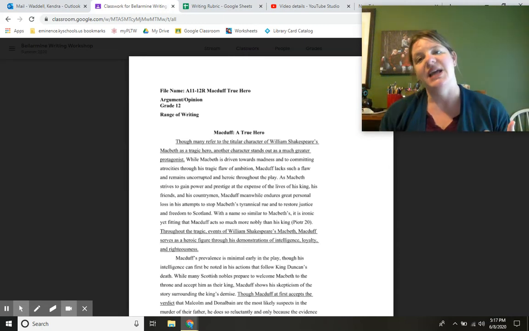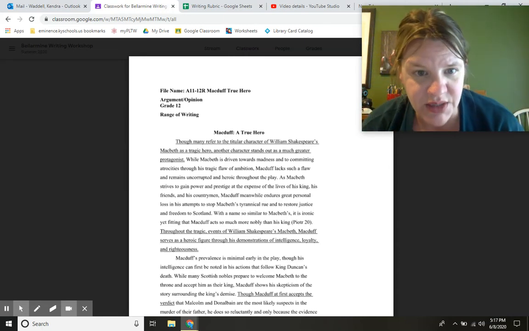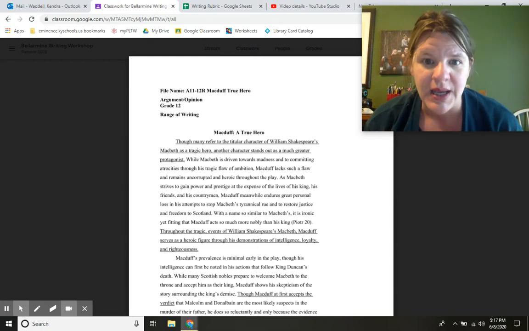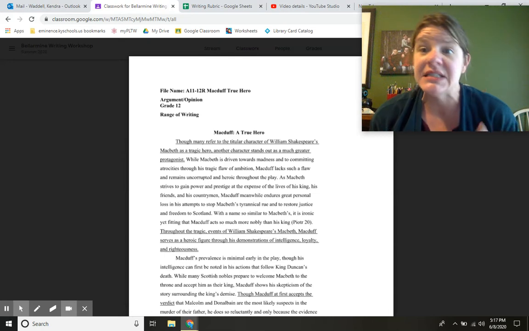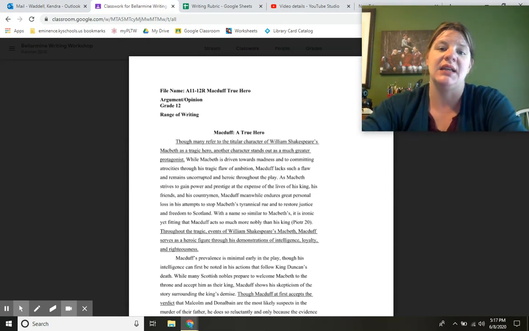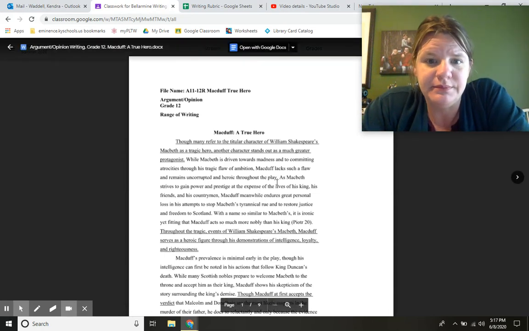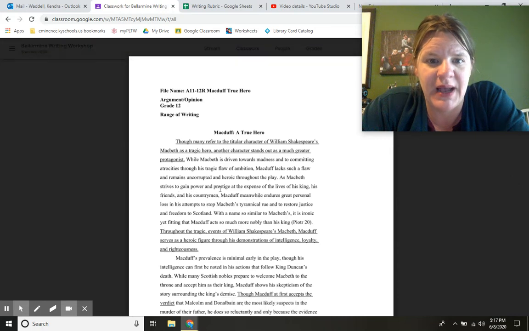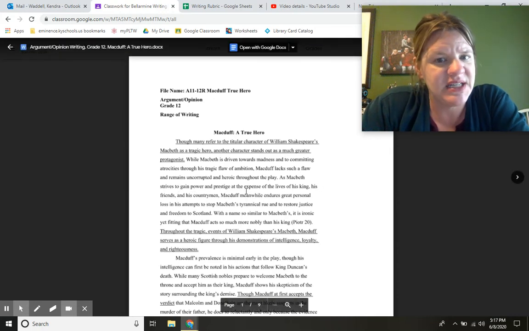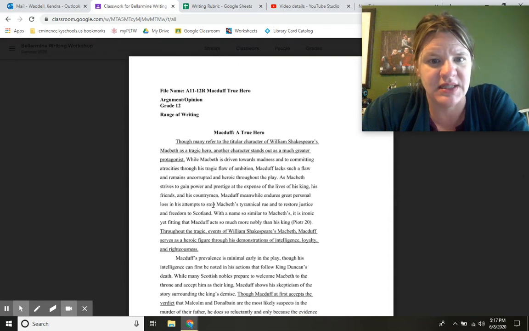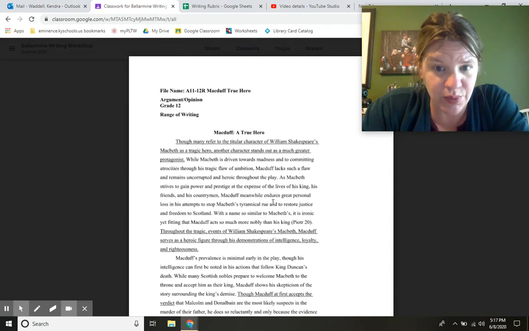Just look at these $10 words. Atrocities, ambition, protagonist, titular. I mean, this is nicely done. As Macbeth strives to gain power and prestige at the expense of the lives of his king, his friends, and his countrymen, Macduff, meanwhile, endures a great personal loss in his attempts to stop Macbeth's tyrannical rule and restore justice and freedom to Scotland.